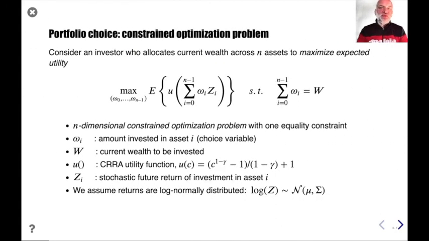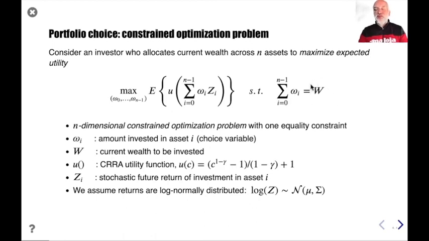Okay, so why don't we just head on to the economic problem? So this is a portfolio choice problem. I've already alluded to what it's about. It's an investor who allocates his current wealth across n different assets to maximize expected utility. Okay, so that's what we're doing in words. More formally, you can see here's the wealth supposed to be allocated, right?